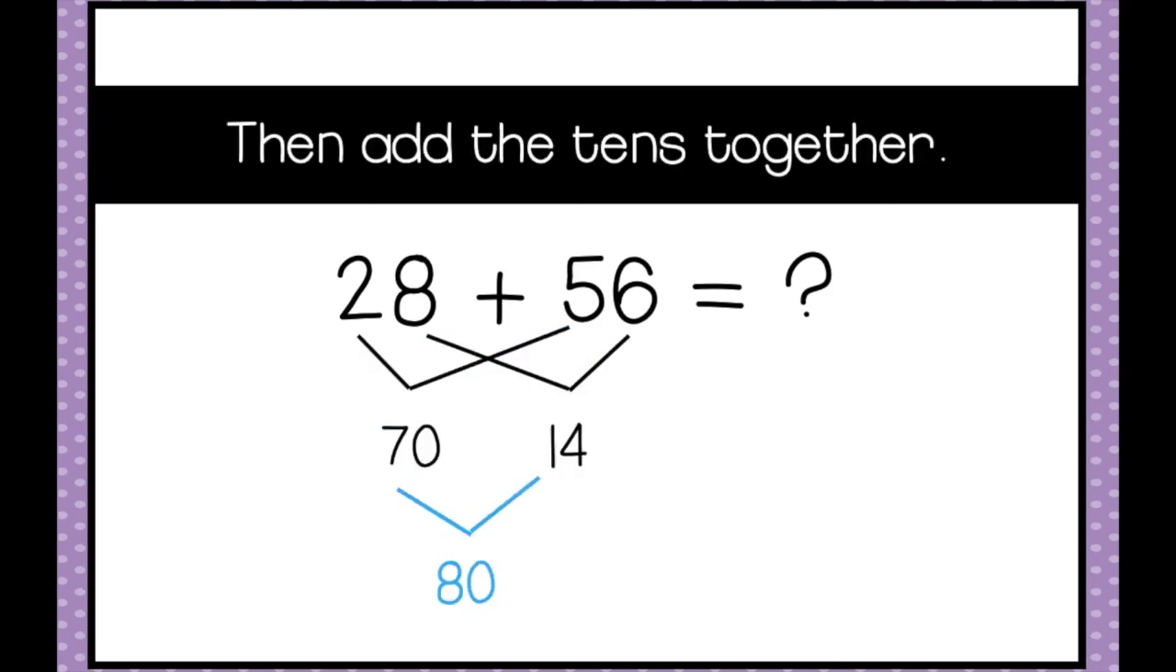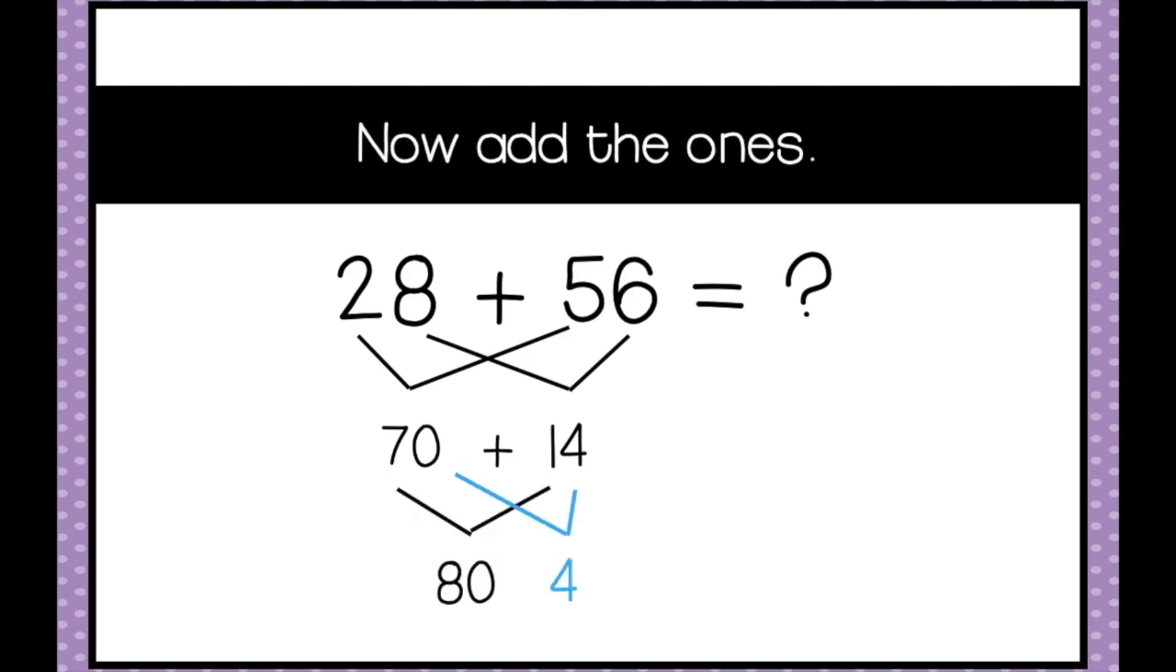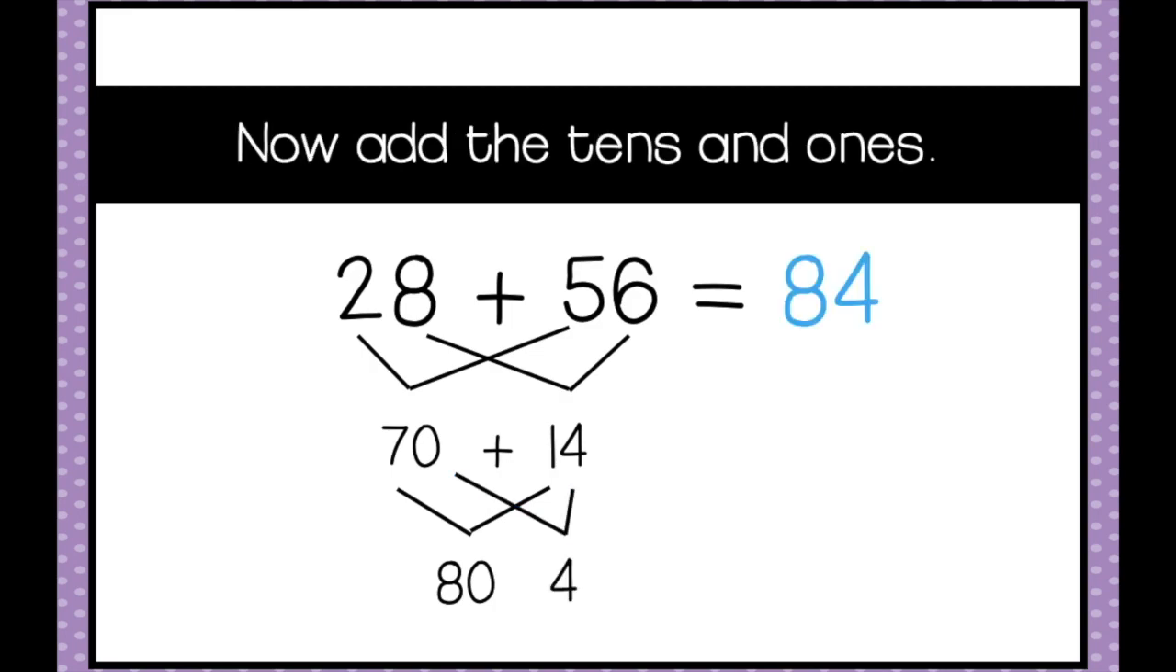Then we can add the tens together again because you can see that we have tens in both of those. So 7 tens plus 1 ten is 80. And now we add the ones. 0 ones plus 4 ones equals 4. Now we can add the tens and the ones together. 80 plus 4 equals 84.